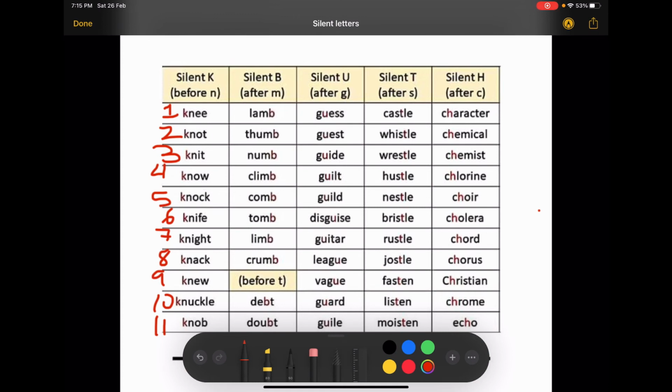So the second word we have is whistle. The third word we have is wrestle. The fourth word we have is hustle. The fifth word we have is nestle, and we have bristle. For the seventh word we have rustle, and the eighth word jostle. The ninth word is fasten, and the tenth word is listen. And the last word is moisten. It's not moisten with a T, it's moisten.